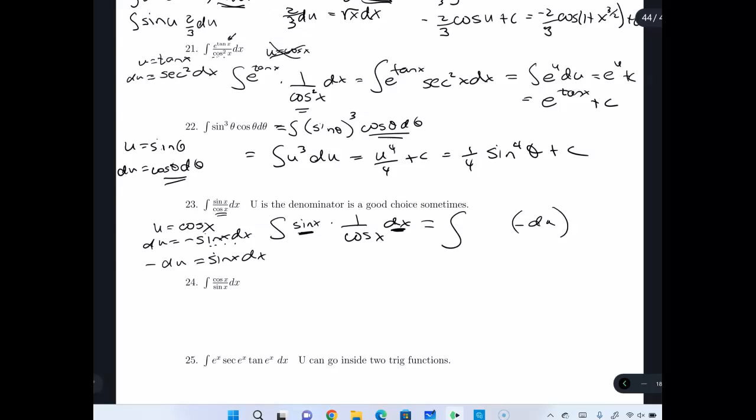And then I have 1 over cosine of x, or 1 over u. So this gives me negative 1 over u du, which is negative ln of u, plus c. And so I get negative ln of cosine of x plus c.